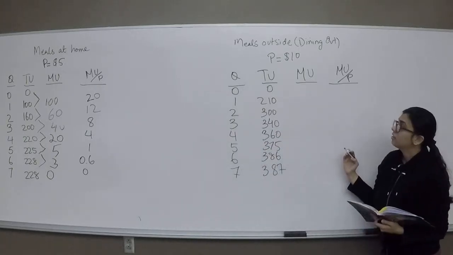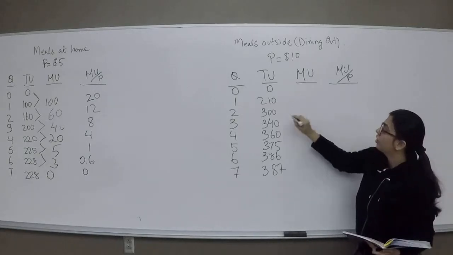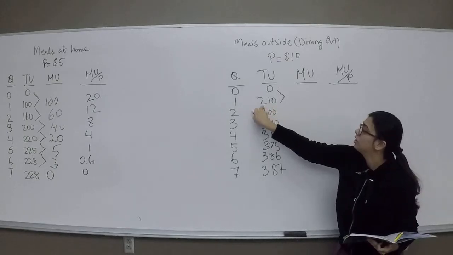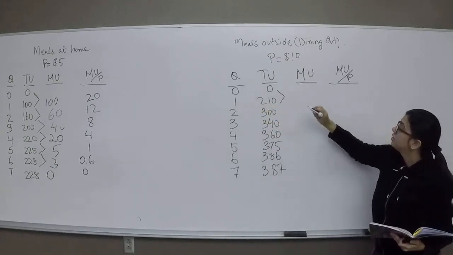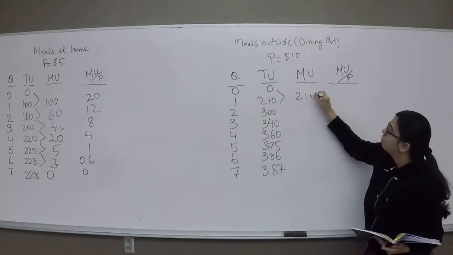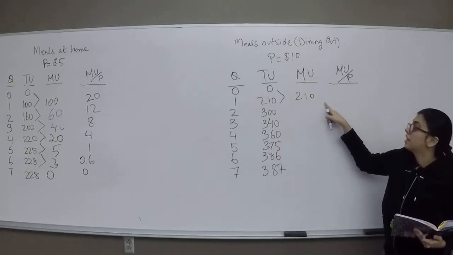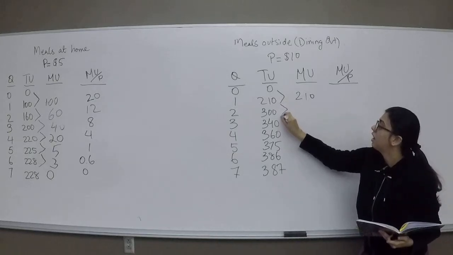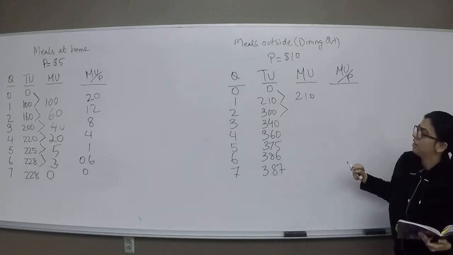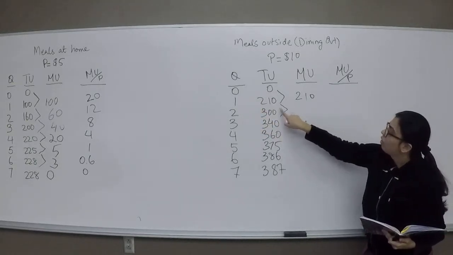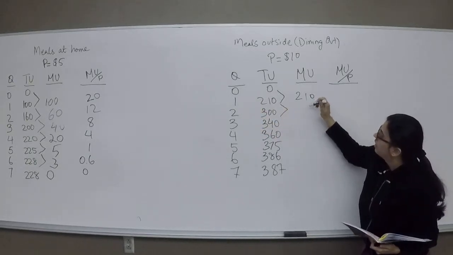Okay, now let's calculate marginal utility together. So for the first quantity, what's the additional satisfaction or marginal utility you're getting? 210, from 0 to 210. For the first one, you get 210 satisfaction. For the second one, what's the additional marginal utility you're getting? From quantity 1 to 2? 90, yes.